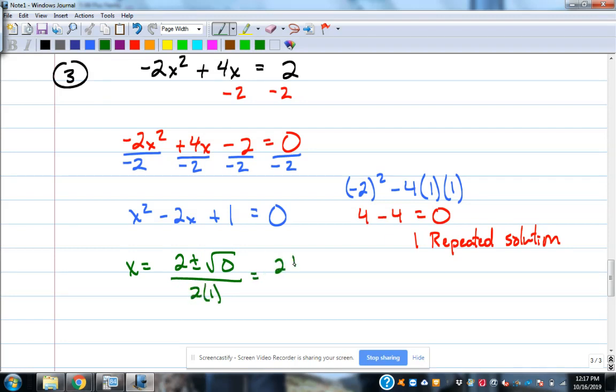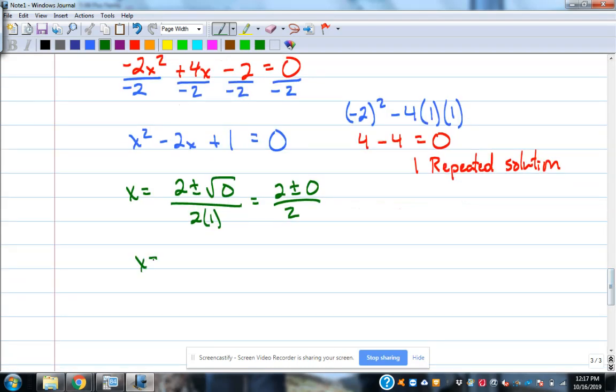Because then that ends up being 2 plus or minus 0 over 2. And what's 2 plus 0? 2 divided by 2 is 1. What's 2 minus 0? 2 divided by 2 is 1. We get that same answer twice. So it's a repeated solution. So x equals 1 counts twice in this case. If you wanted to just write it once and then say it's repeated, that's fine. But I just wrote it twice because it's about the same amount of writing. Okay. All right. So that's an example of a discriminant of 0.